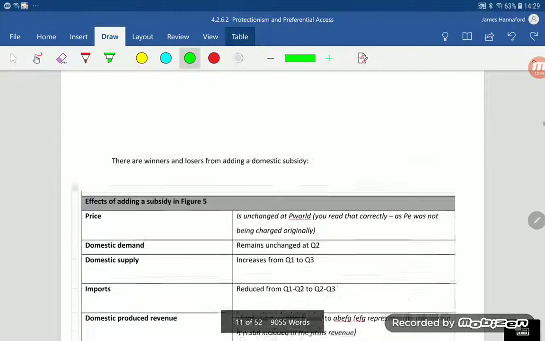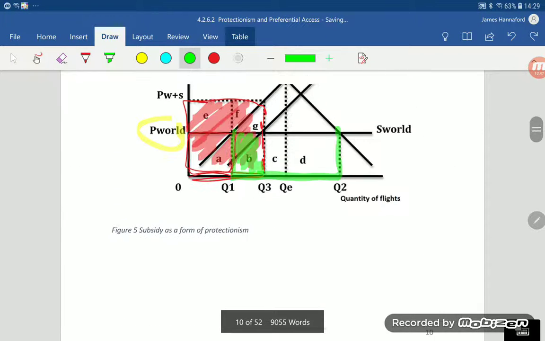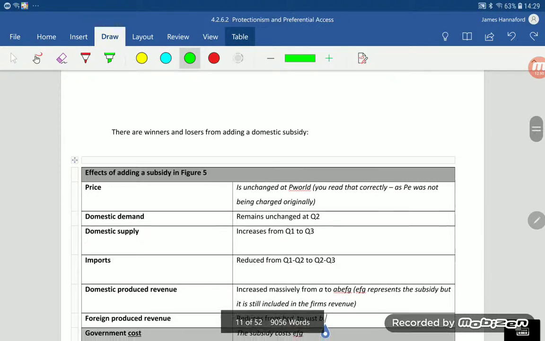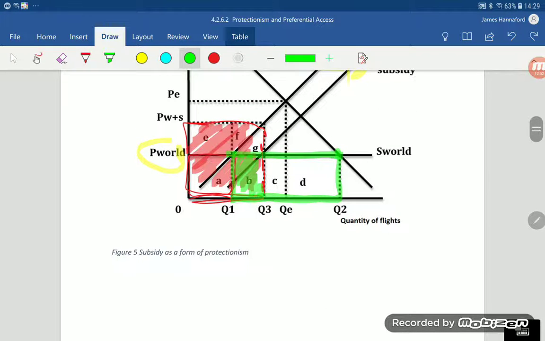Okay, so let's just correct that a second. If I go back up to here. So what happened then? B, C, and D were the initial revenue earned by the foreign firms. Obviously, B has now gone to the domestic producer. So therefore, the foreign firms have now just got revenue of C and D. So their revenue has shrunk from B, C, D to just C and D.